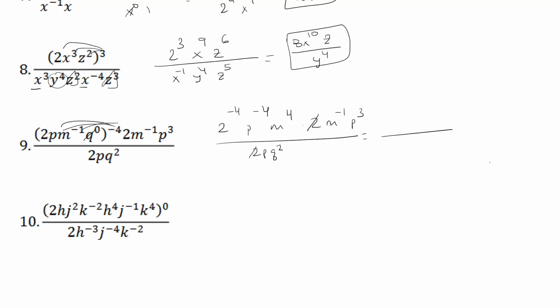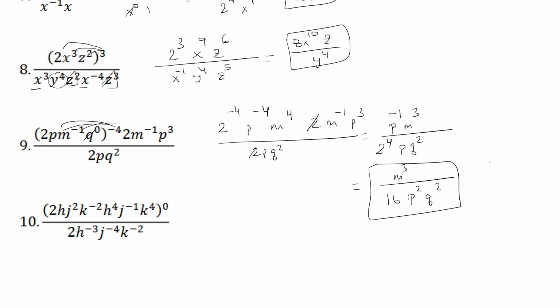P to the negative 4th times p cubed is just p to the negative first. M to the 4th times m to the negative first is m cubed. We have a p and a q squared in the denominator. Now m cubed stays up top. P to the negative 1 over p is just p squared. We have a q squared, and then 2 to the 4th is 16.